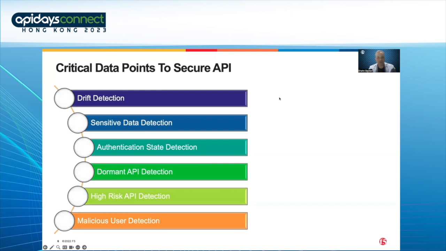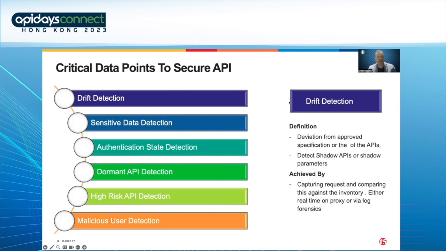Over the course of the past few years, researching different API breaches, as well as designing solutions for API security, we realized visibility really counts when it comes to API security. Here are 6 key visibility aspects that we found: drift detection, sensitive data detection, authentication state detection, dormant API detection, high-risk API detection, as well as malicious intent and malicious user detection.